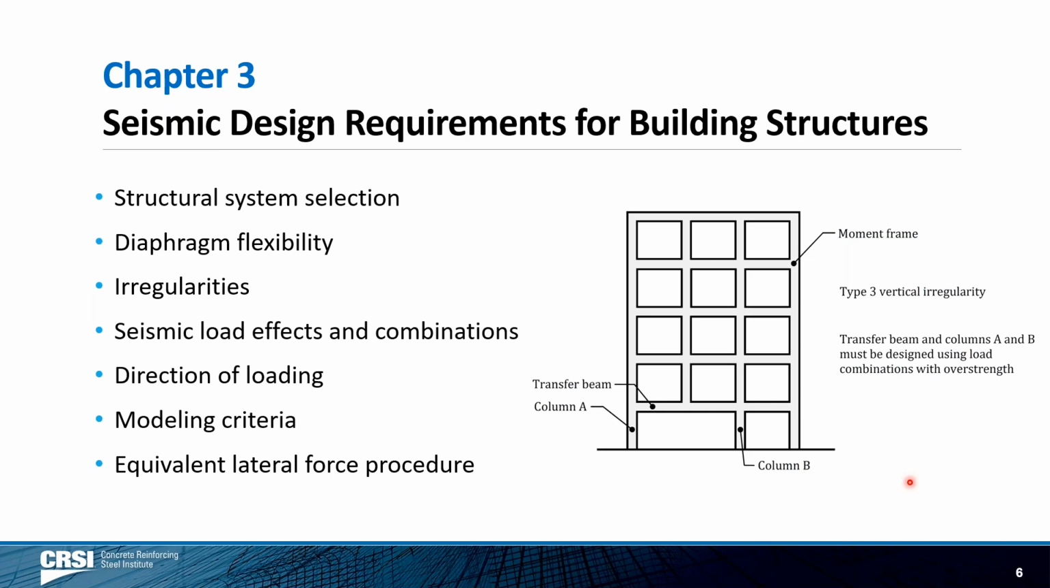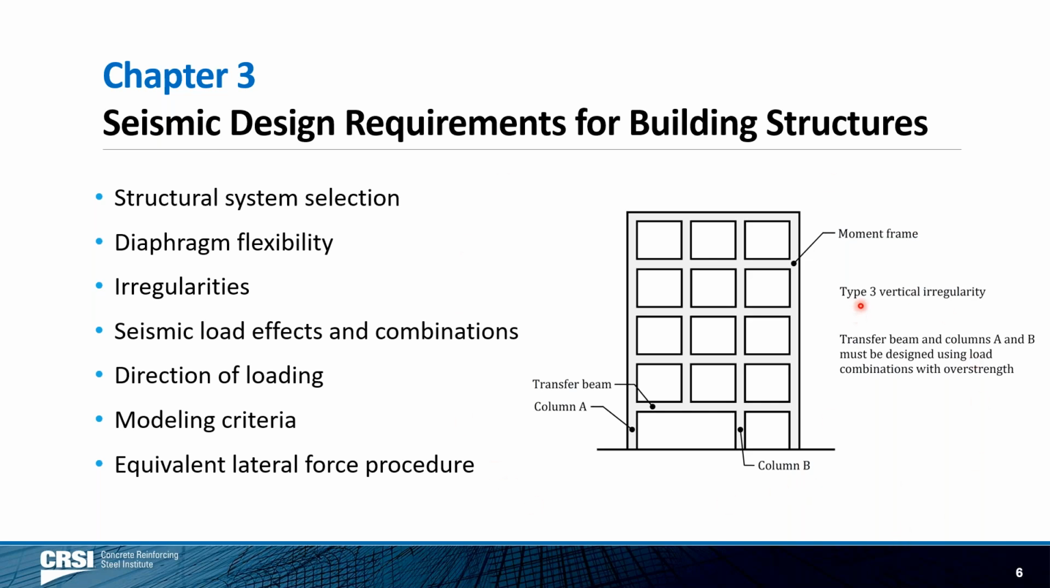So let's move on to chapter 3. Chapter 3 covers the seismic design requirements for building structures. And this is basically all the information in chapter 12 of ASCE 7. So we go over all of the different types of seismic force resisting systems for reinforced concrete structures, including a new one, which we're going to go over. We talk about diaphragm flexibility, making sure we understand that reinforced concrete diaphragms are not always rigid. When's a good time to use a semi-rigid diaphragm? We go over all of the irregularities, like the one we show here.